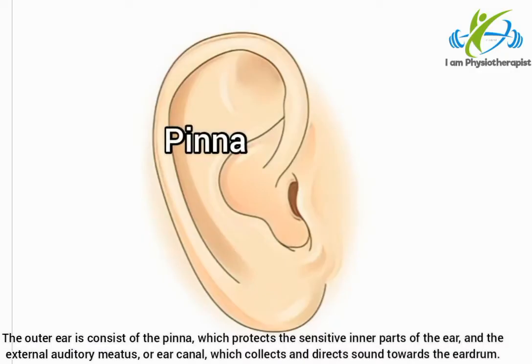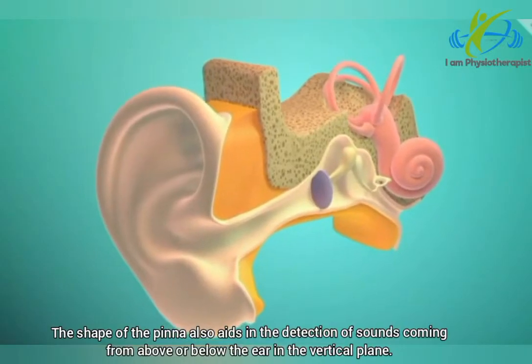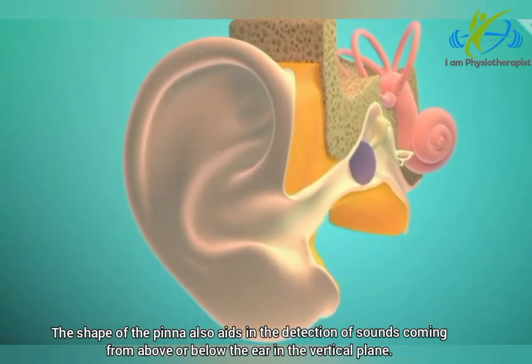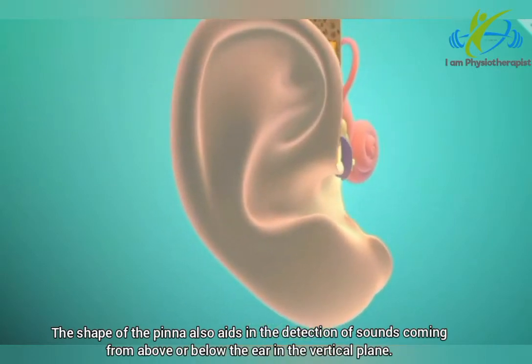The outer ear consists of the pinna, which protects the sensitive inner parts of the ear, and the external auditory meatus, or ear canal, which collects and directs sound towards the eardrum. The shape of the pinna also aids in the detection of sound coming from above or below the ear in the vertical plane.